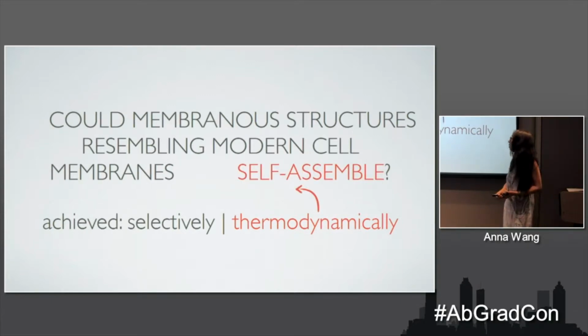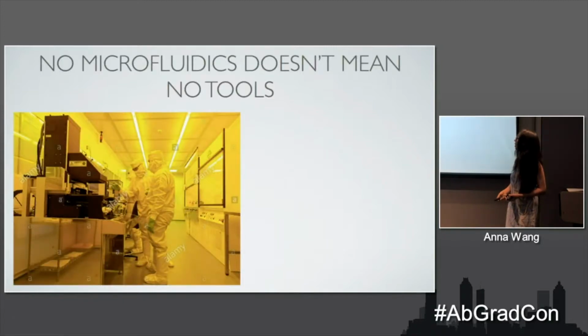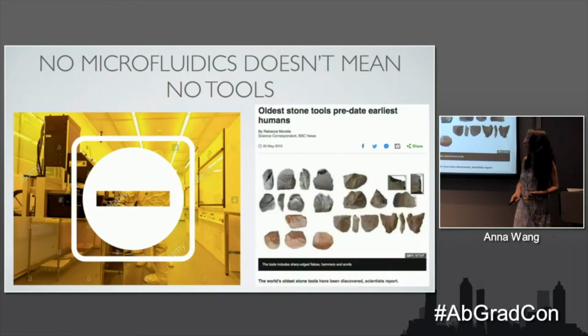So what I'm trying to understand is how can we get these things to self-assemble without much intervention, that means no enzymes. So self-assembly, not do-it-yourself assembly, where you're forcing it into that structure with microfluidics. When I say no microfluidics, that's rather specific. I just mean we don't want to go into a clean room because that's a lot of work. But it doesn't mean we can't use other tools.